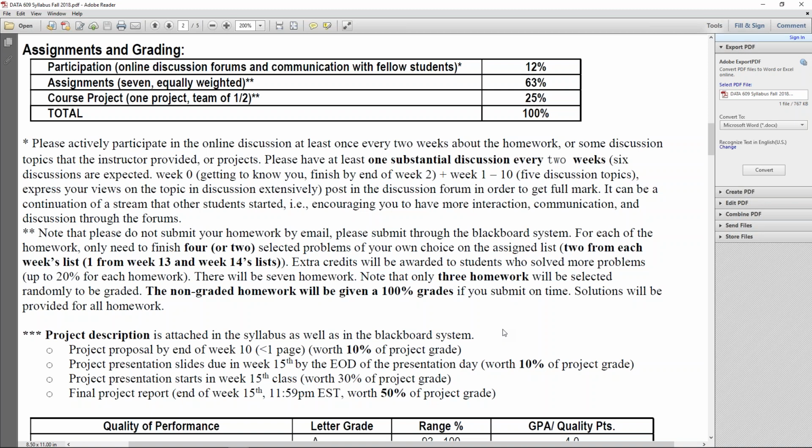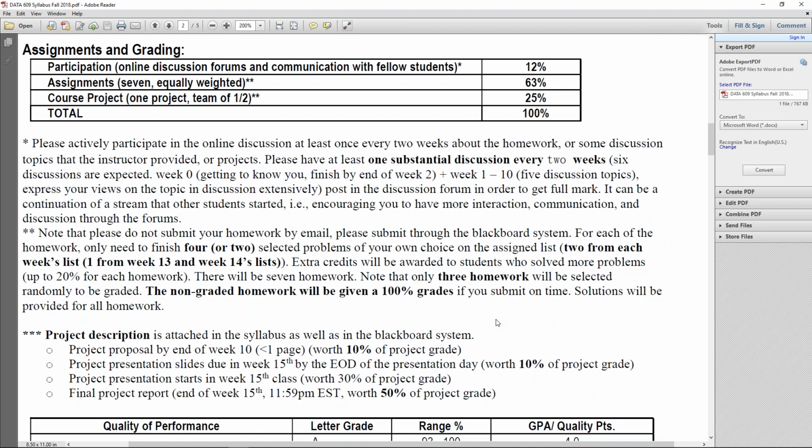And then you can see that we do have 7 assignments. If you think about it this way, in the first 14 weeks, you probably have a homework every 2 weeks. So you have 7 homeworks. Each of them is counted as 9%. So you have 63% for the assignments, and then the rest of it would be a course project.